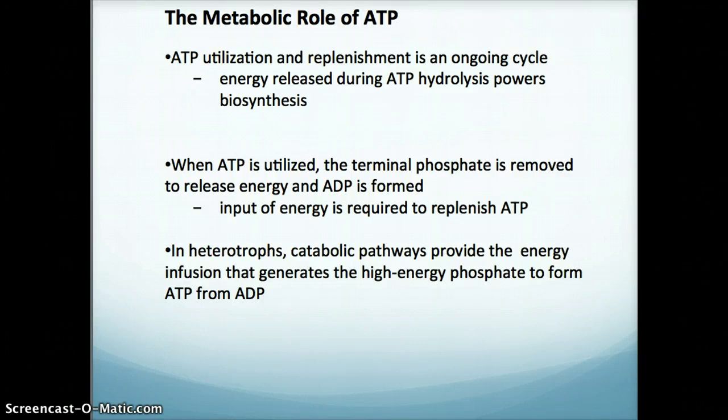So this is a brief introduction into redox reactions and the role of ATP. I'll go into some other reactions in the next mini lecture.